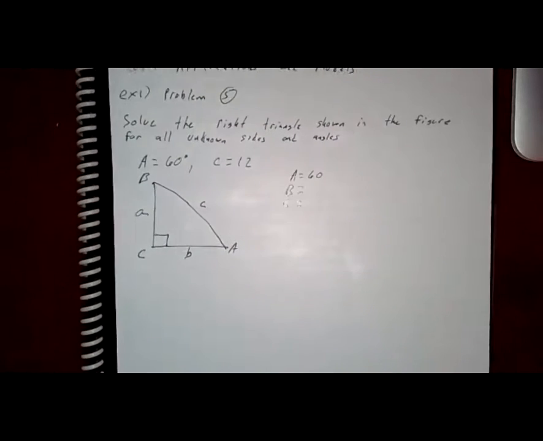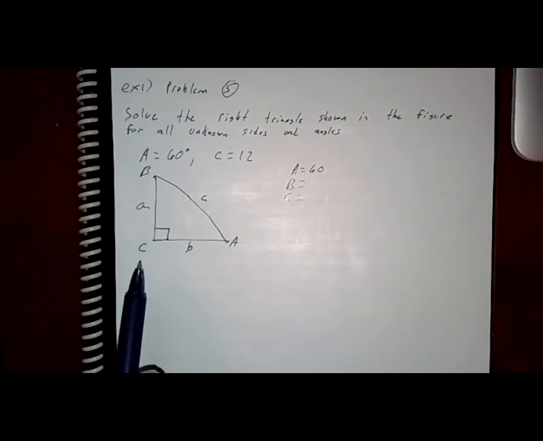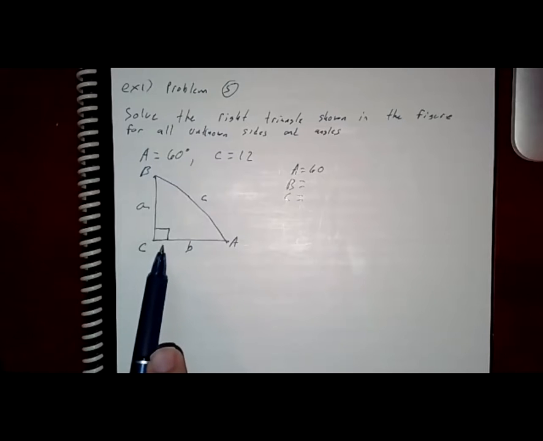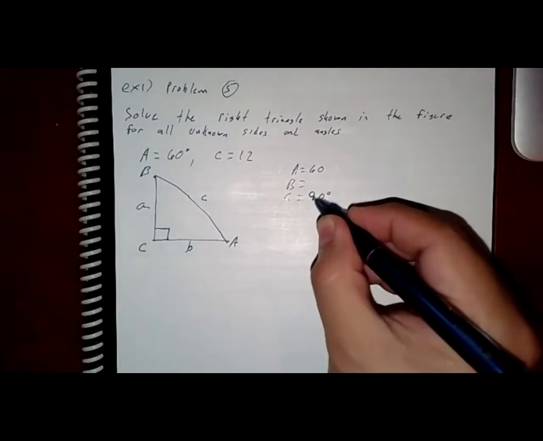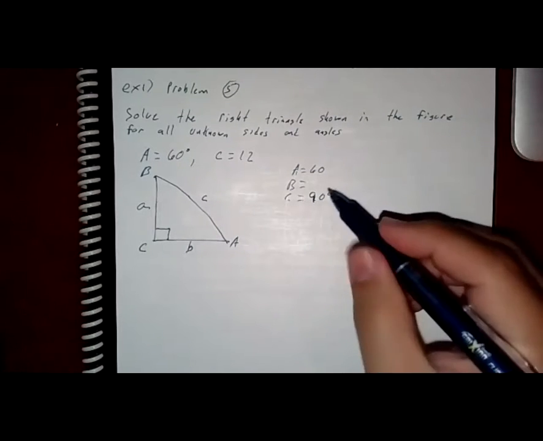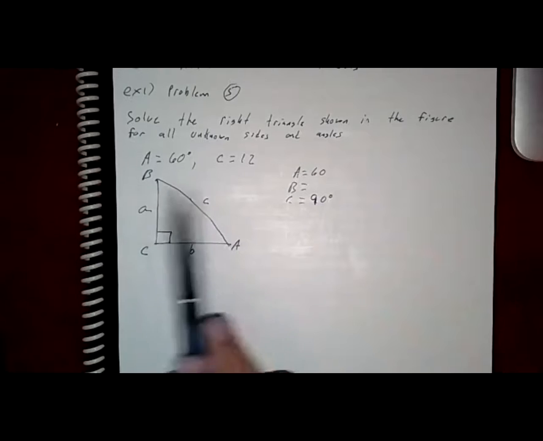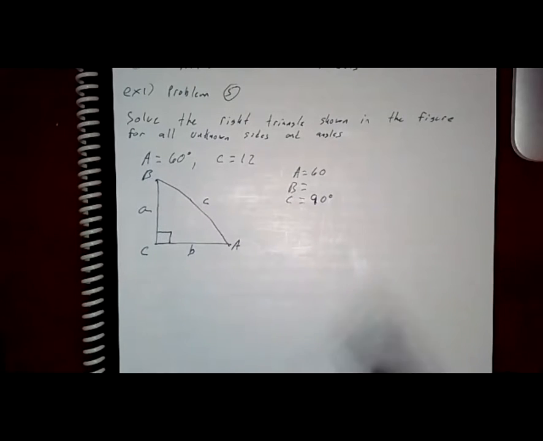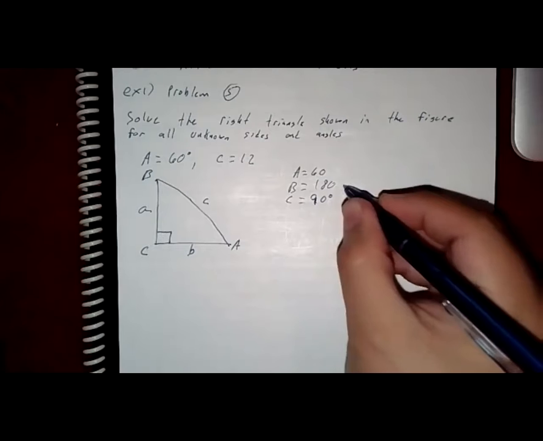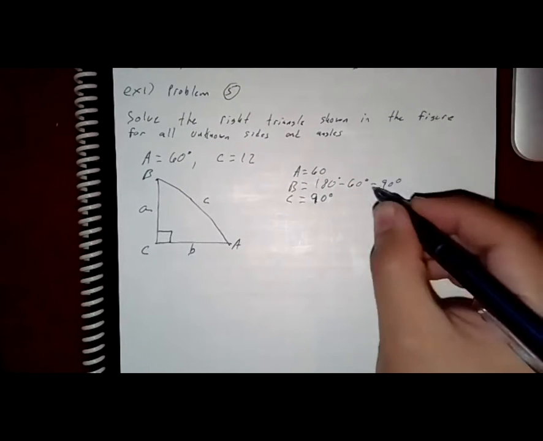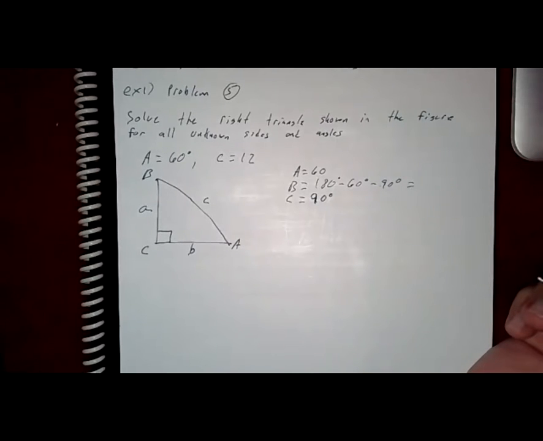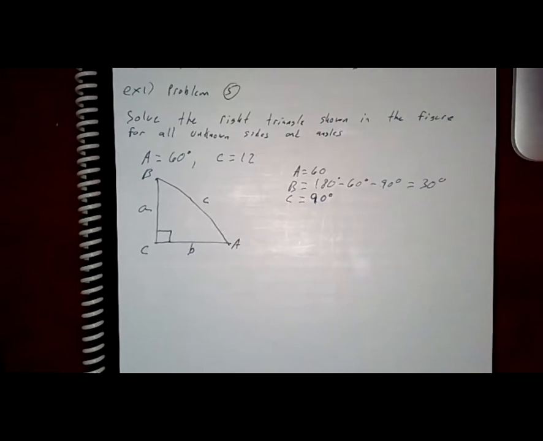But since this is a right triangle, C has to be 90, right? By definition. Now, if you also know that the sum of all angles of a triangle is going to be 180 degrees, right? So B has to be the difference from 180 of the other two angles. So what is B going to be? Yeah. 30. Okay. Yeah, 30. That's right.